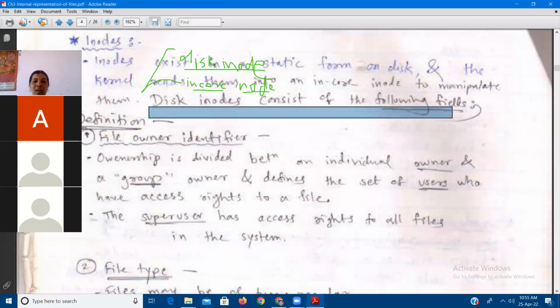Actually, each file is accessed by three users. These three users are called the owner, group, and user. So in Unix, three types of users are there. The first user is called the owner. The owner is like the administrator in case of Windows.